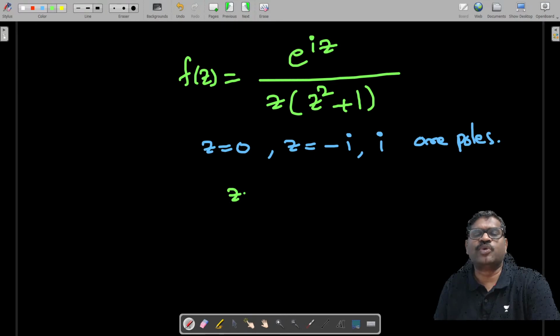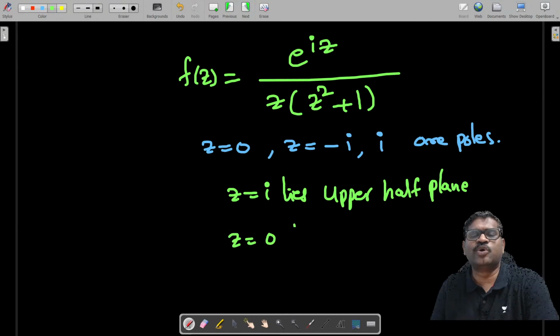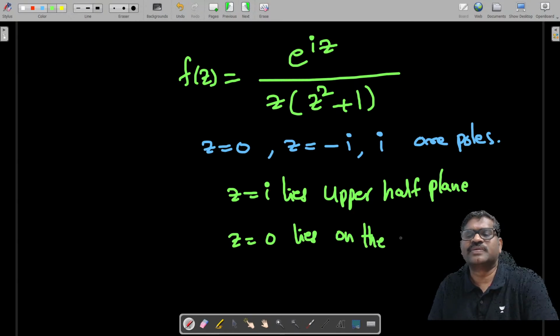z equal to i lies in the upper half plane. z equal to 0 lies on the real line. z equal to minus i lies in the lower half plane.